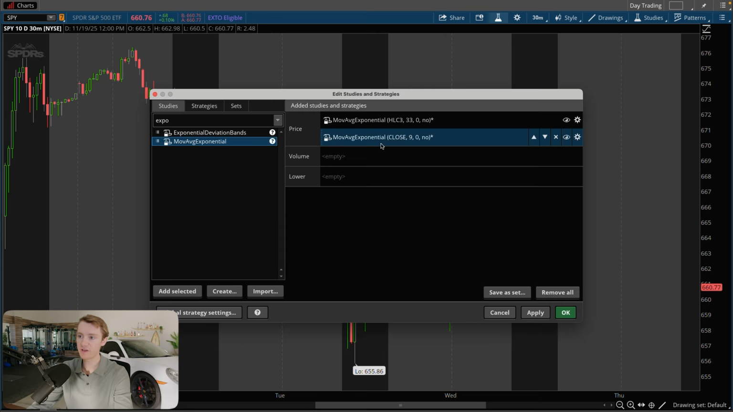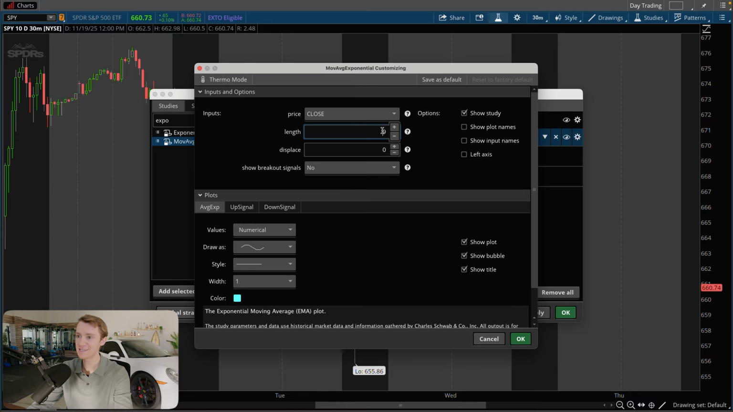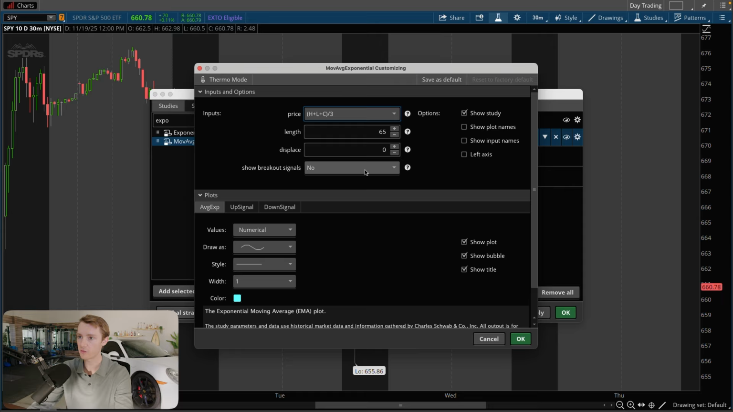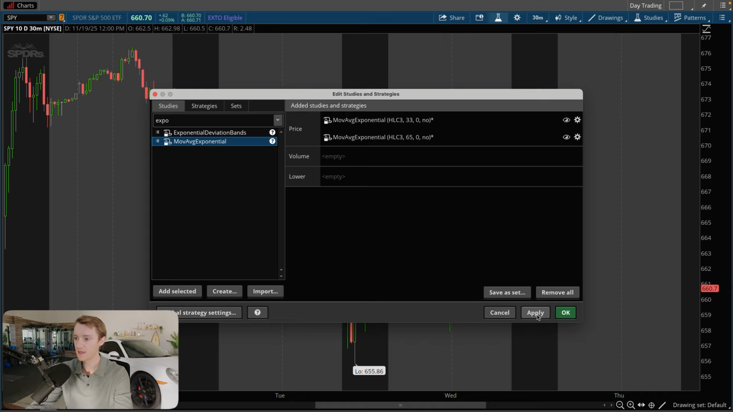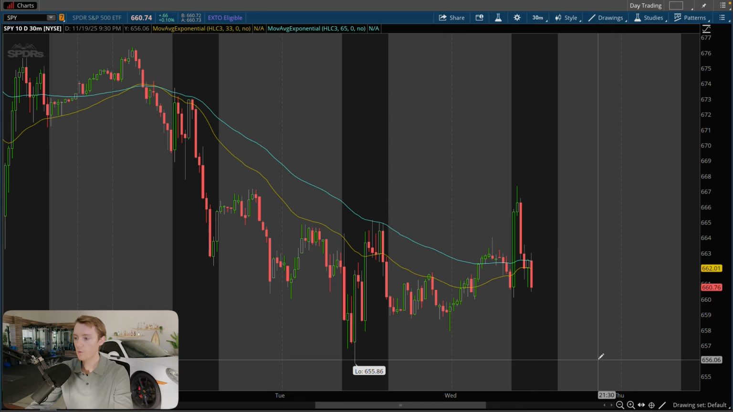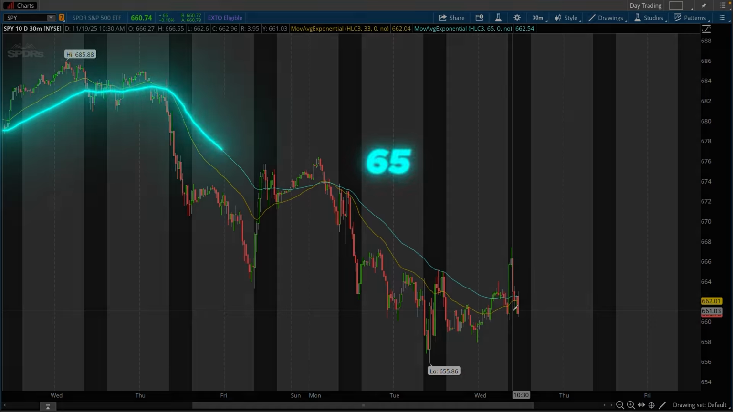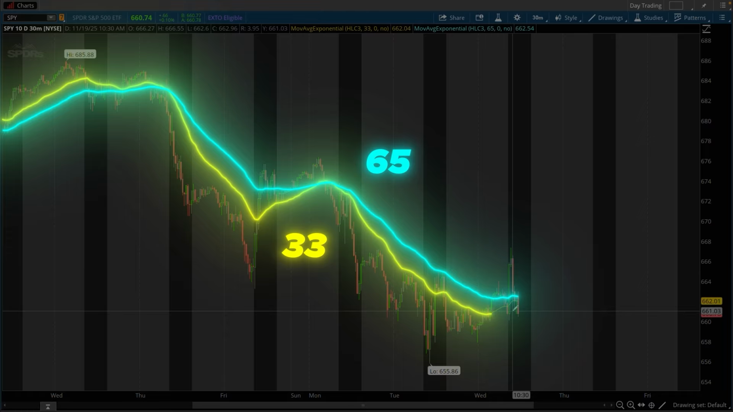Now, our next moving average is going to be the 65-day EMA. So we're going to change the length to 65. And again, under price, we want to select high plus low plus close divided by 3. For this one, I leave the color as the default blue. You're going to hit OK, and then hit apply. What we can see here on our chart are our two moving averages, our 65 and 33.